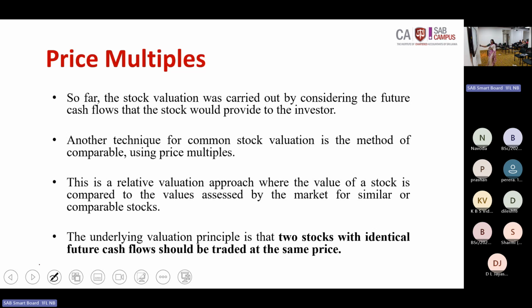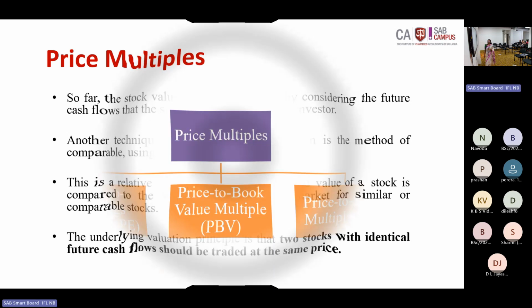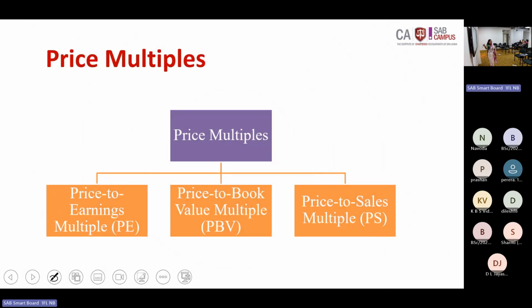Right. So we have three metrics. How are we going to calculate the market price of a share based on the PE ratio, the one based on the book value, and then the price to sales? So these are the three metrics that we are going to use to calculate the market price of a share.